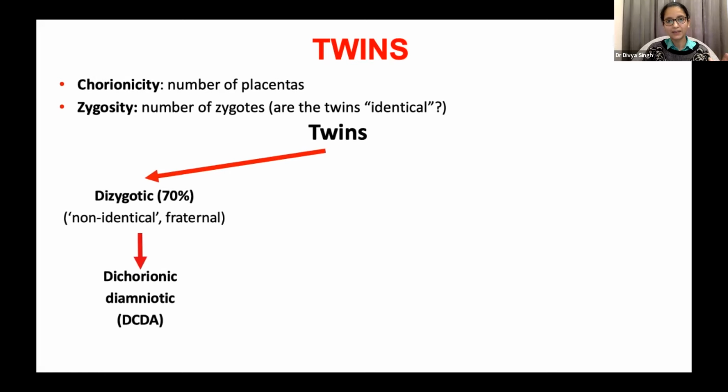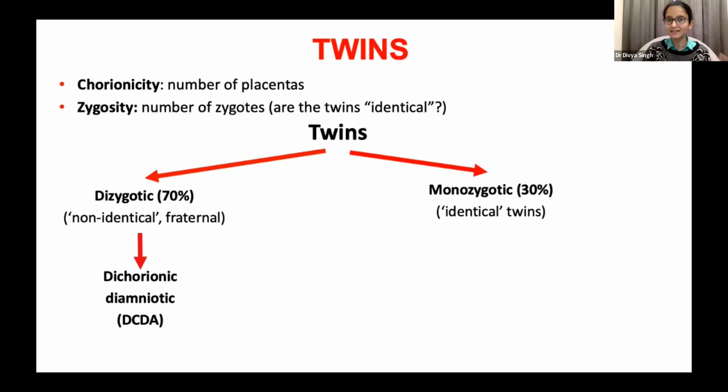When we say that twins are dizygotic, we mean that they have been obtained from two different zygotes. They are non-identical, and 70% of twins are dizygotic. Obviously, they've been obtained from different fertilized ova, so they would have separate placentae, and dizygotic twins are always dichorionic, diamniotic. However, monozygotic twins are a bit different.